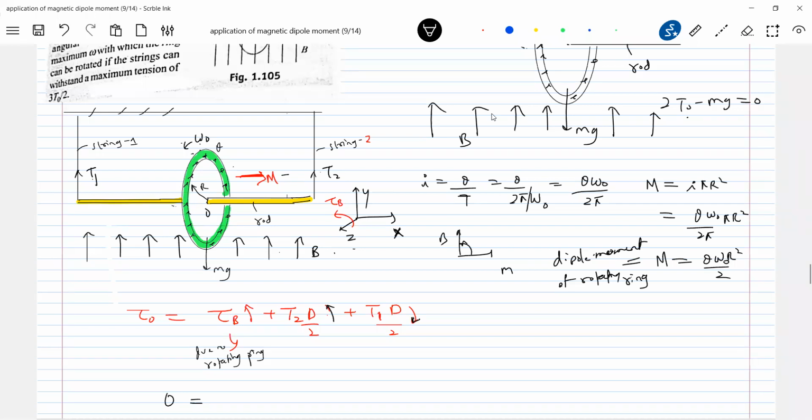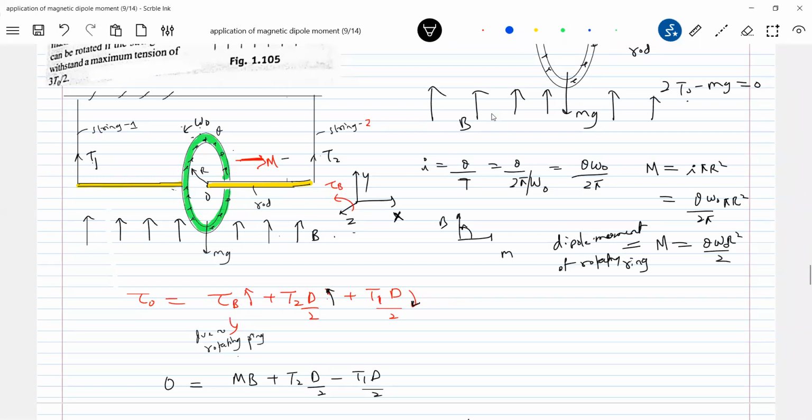Torque due to dipole moment and torque due to tension in string 2 will be anti-clockwise, torque due to tension in string 1 will be clockwise here. And the resultant torque should be 0 for equilibrium. So therefore I'll write it now. This will be MB plus T2 d by 2 minus T1 d by 2.